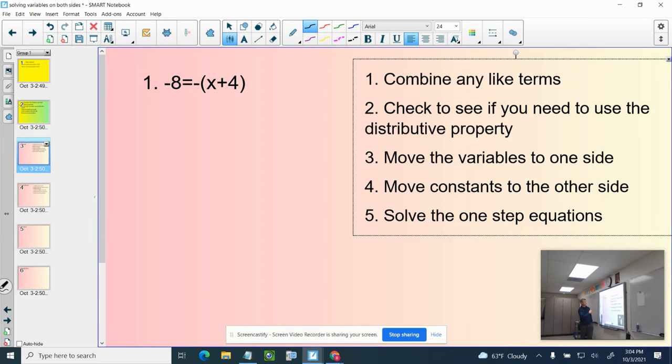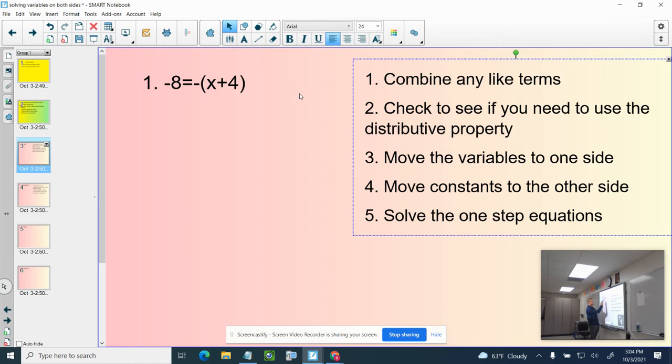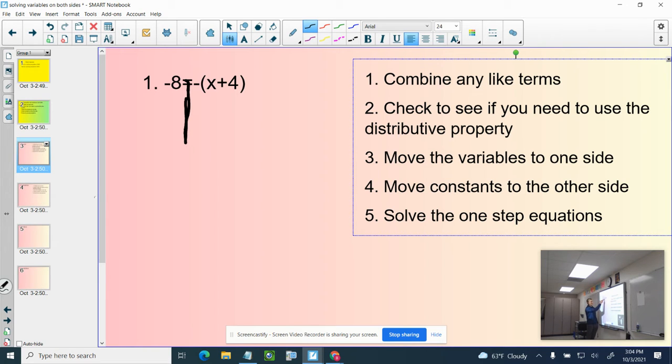All right, I'm assuming you have these written down now. My smart board is being a little weird, but we're gonna go ahead, we're gonna combine any like terms for example one. Looking at example one, I don't have any like terms, and I'm gonna draw my line because I'm looking on the left side of the equal sign and on the right side. So on the left side, there's no like terms. On the right side, there's no like terms. So now I'm gonna check, do I use the distributive property? And it doesn't really look like it, but I am indeed going to be doing that.